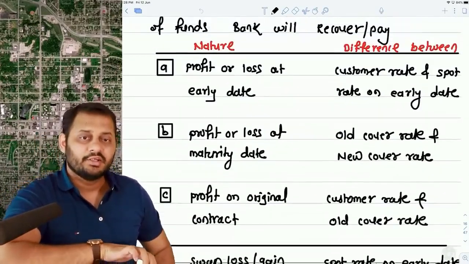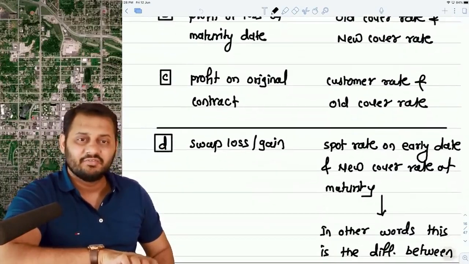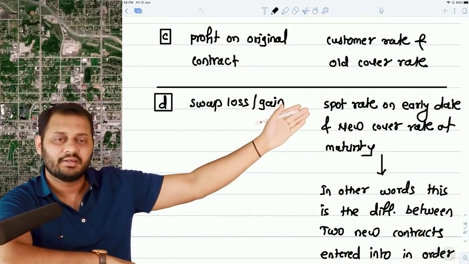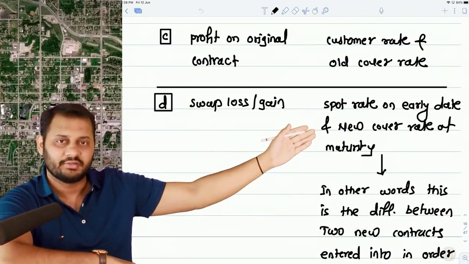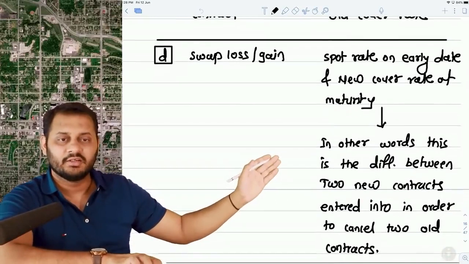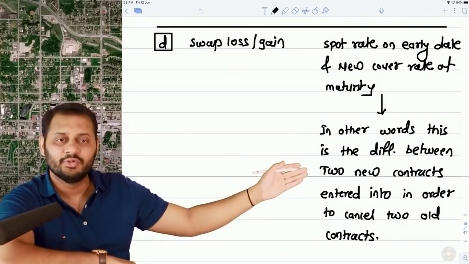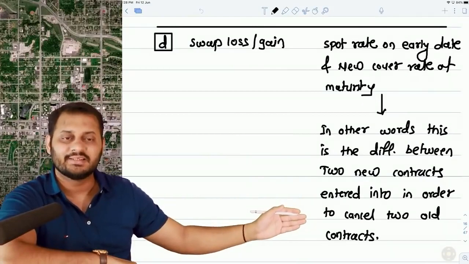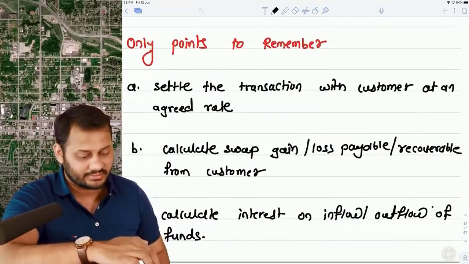Ultimately, you can avoid these three transactions if you just take the difference between the spot rate on early date and the new cover rate on maturity. I will explain this. This is called swap loss or gain. In other words, this is the difference between two new contracts entered into in order to cancel the two old contracts.